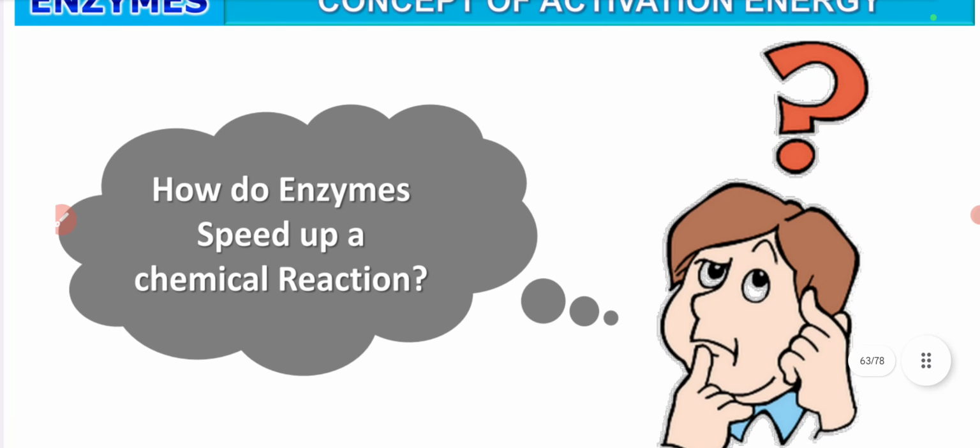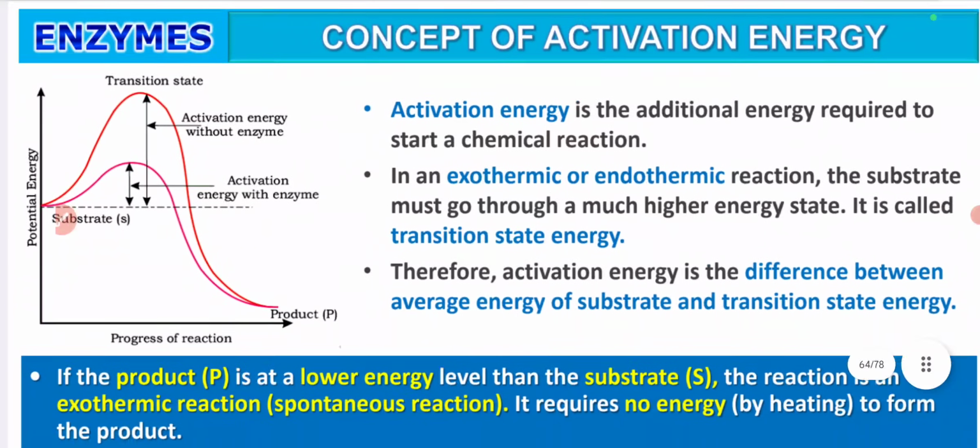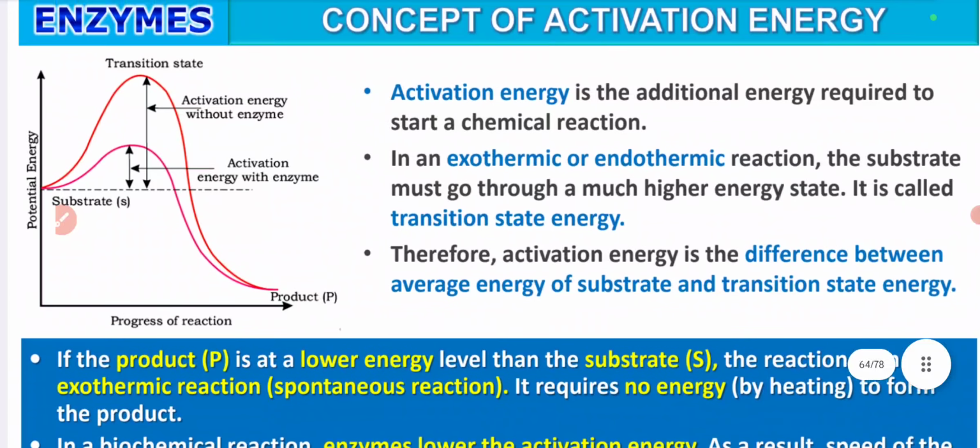Concept of activation energy. How do enzymes speed up a chemical reaction? You can see activation energy is the additional energy required to start a chemical reaction. In an exothermic or endothermic reaction, the substrate must go through a much higher energy state. It is called transition state energy. Therefore, activation energy is the difference between the average energy of the substrate and the transition state energy.